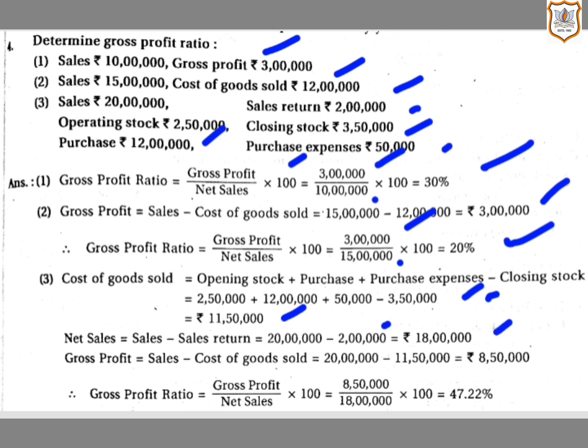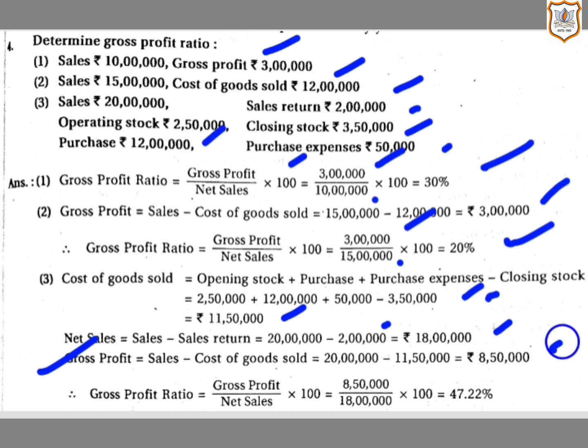Now as we have found out cost of goods sold, now we can find out gross profit. So here gross profit is equal to sales minus cost of goods sold. Here we have 20 lakh minus cost of goods sold that we just calculated, that is 11 lakh 50,000, that comes to 8 lakh 50,000. 8 lakh 50,000 is our gross profit.